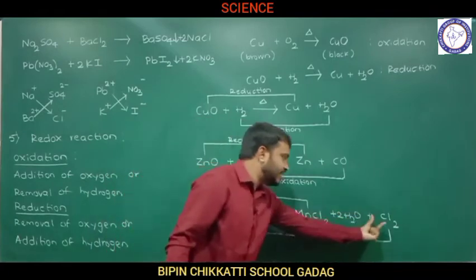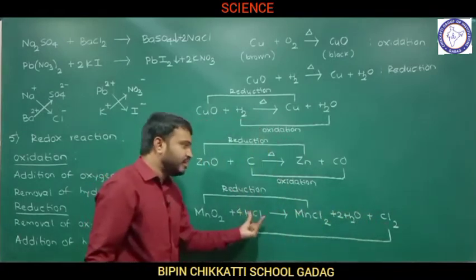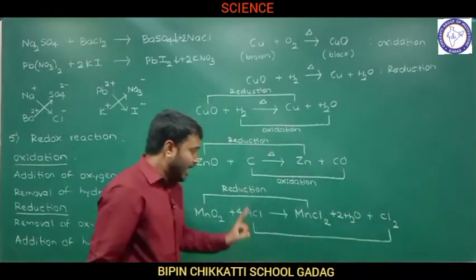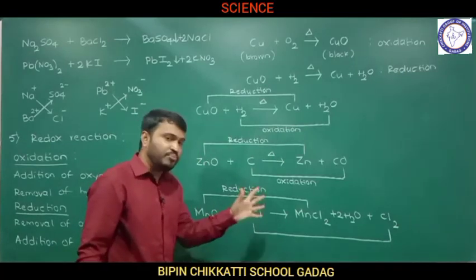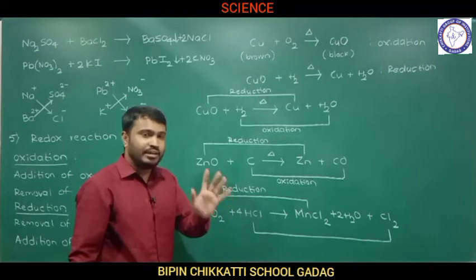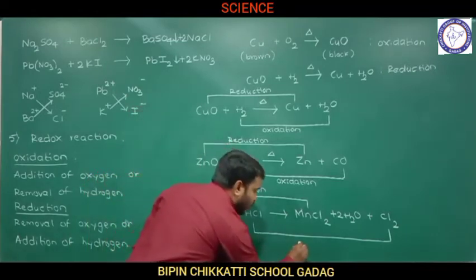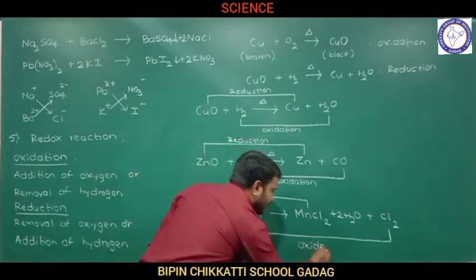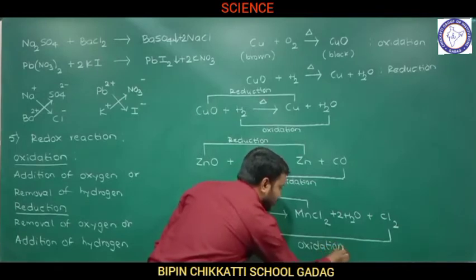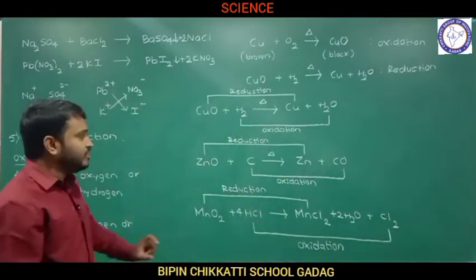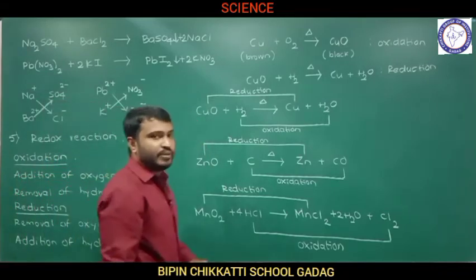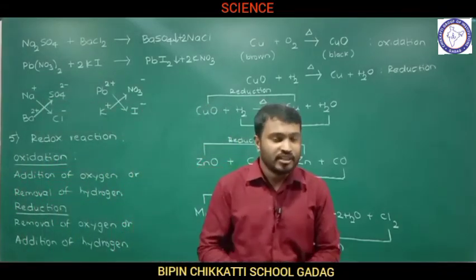If you consider HCl and Cl2, what has happened? Hydrogen we have here and we don't have hydrogen there. Hydrogen has been removed, isn't it? So what is the meaning of removal of hydrogen? Just recall that. Removal of hydrogen, we call oxidation. Therefore, this is nothing but what actually? Oxidation. So in this reaction, we have oxidation as well as reduction. Therefore, these are the examples of redox reactions here. So try to know that one.